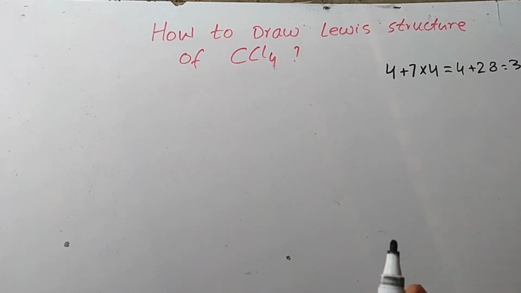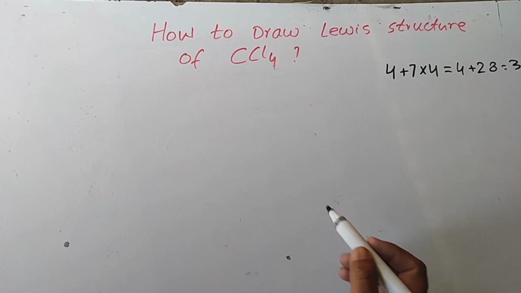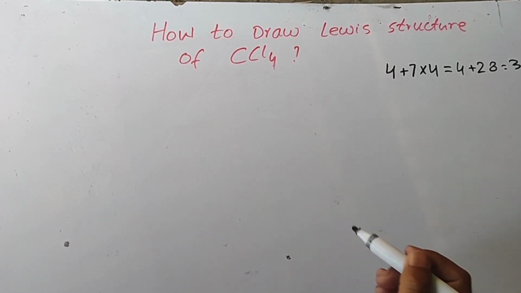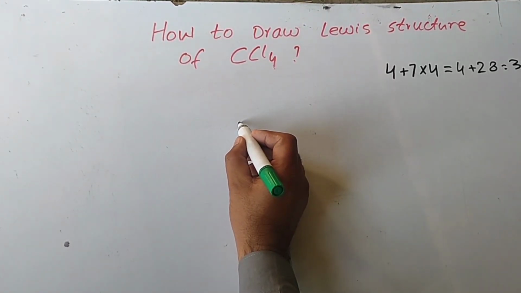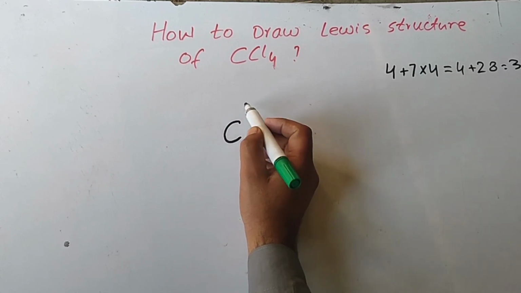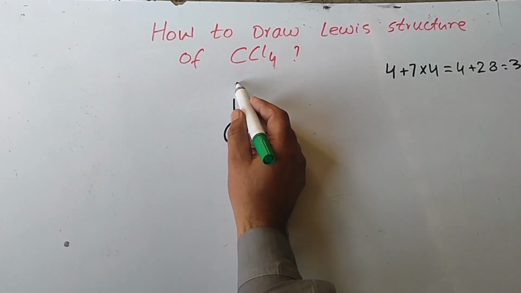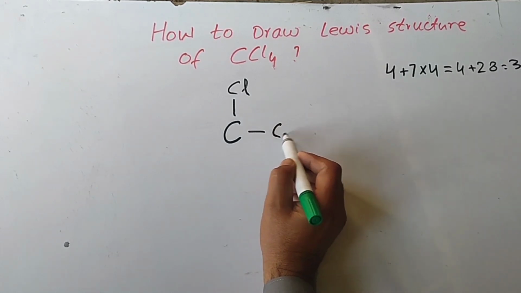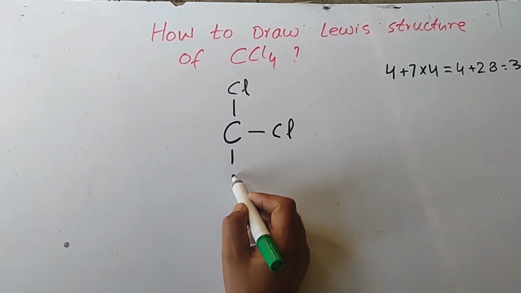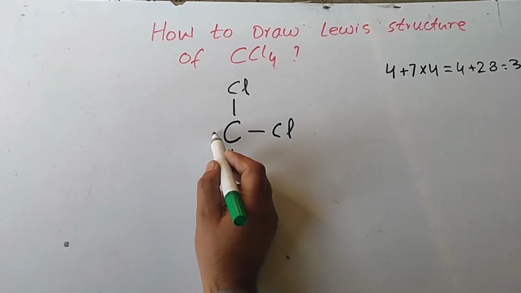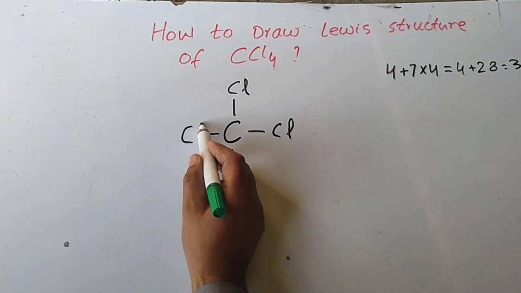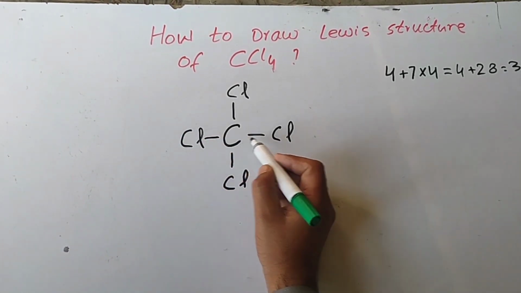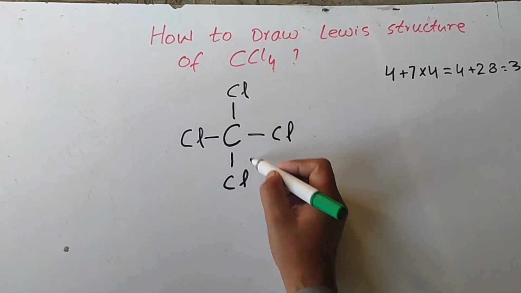इन 32 वैलेंस इलेक्ट्रॉन की मदद से हम CCl4 का लेविस स्ट्रक्चर ड्रा करते हैं. तो द सेंट्रल एटम इज कार्बन. कार्बन के साथ क्लोरीन सिंगल बॉन्ड बनाएगा. अगेन देयर इज अ सिंगल बॉन्ड, देयर इज अ सिंगल बॉन्ड, एंड हियर is a single bond. So we use 8 electrons in the covalent bond.